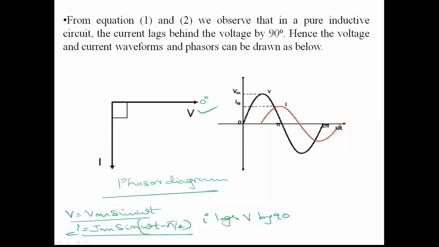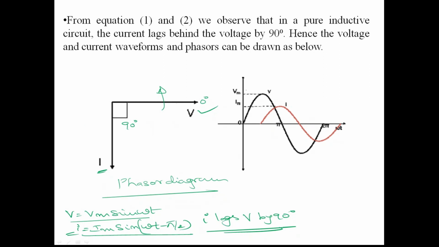by 90 degrees. So lagging in the sense, we know that vectors are moving in the counterclockwise direction. As this voltage vector moves, lagging means the I vector should be here but with an angle of 90 degrees. Exactly. So this is the phasor diagram of a voltage and current in a pure inductor.